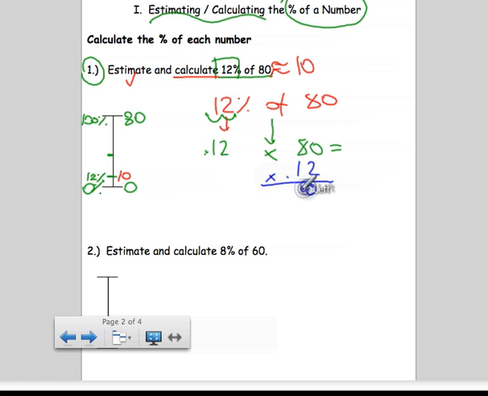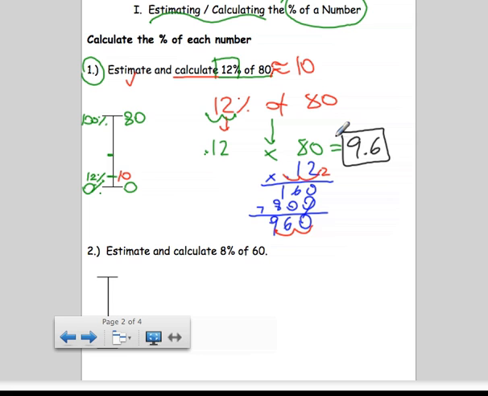2 times 0 is 0. 2 times 8 is 16. Skip a spot. 1 times 0 is 0. 1 times 8 is 8. Add them up. 0 plus 0 is 0. 6 plus 0 is 6. 8 plus 1 is 9. And then, since I have moved my decimal 2 places in my factor, I'll move 2 places in my answer, or my product. And the actual answer is 9 and 60 hundredths, or 9 and 6 tenths.